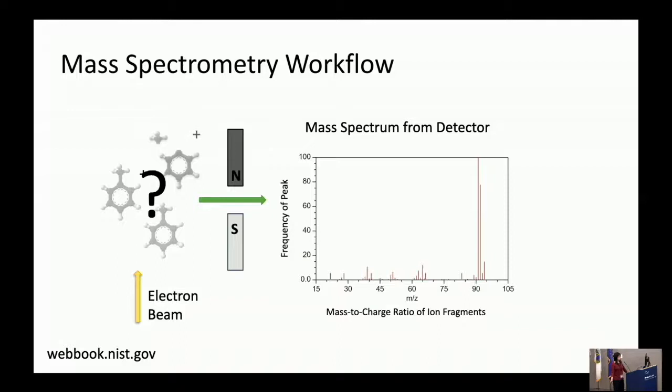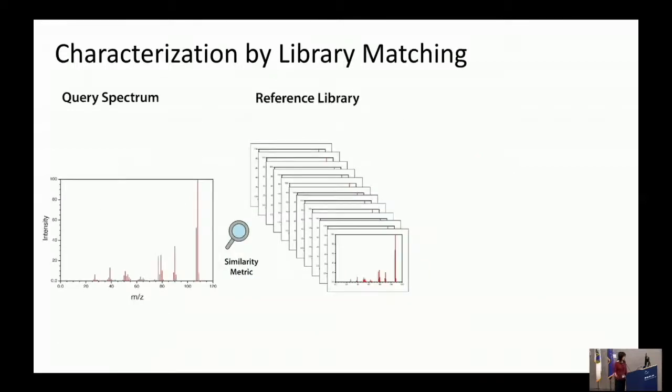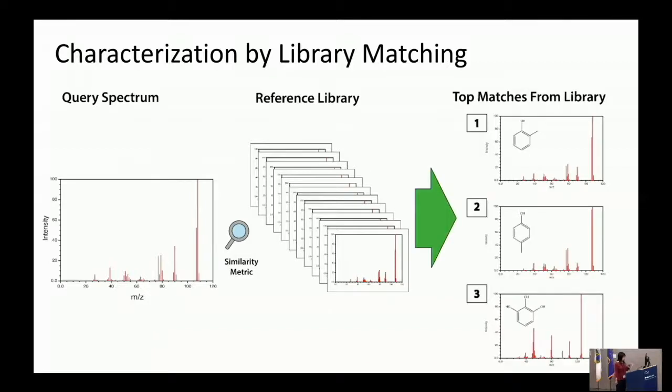And then what do you do with this spectrum? One common practice is to look this spectrum up in a library of collected mass spectra. There have been libraries curated by NIST and Wiley, and you can look up your query spectrum in this reference library. The idea is that the top matching spectrum from the library should be your query. You would hope that if the spectrum matches perfectly, then the molecule that corresponds to that spectrum should give you the identity of your query molecule.